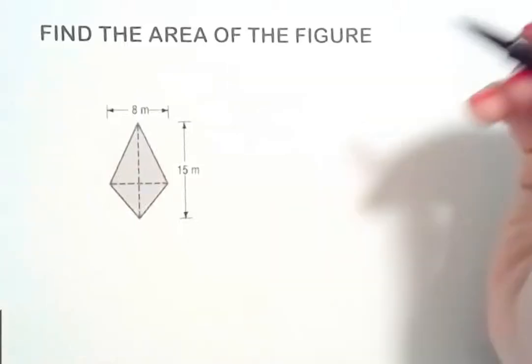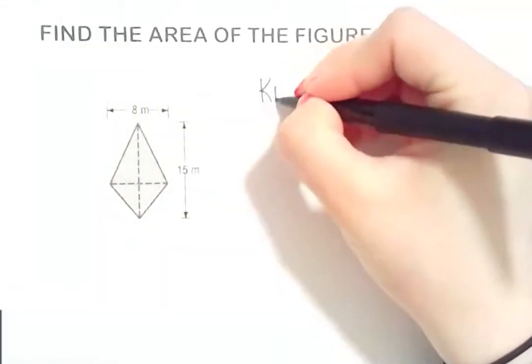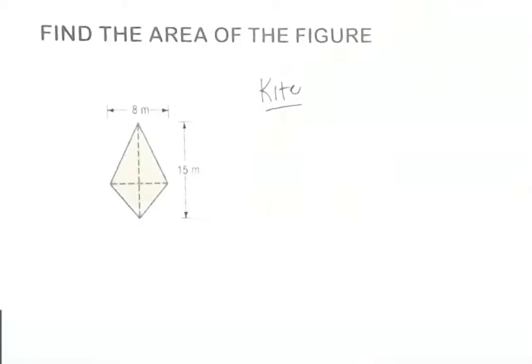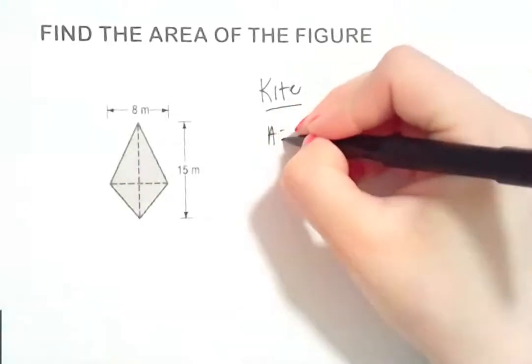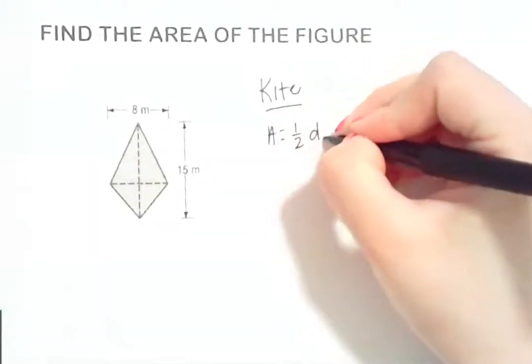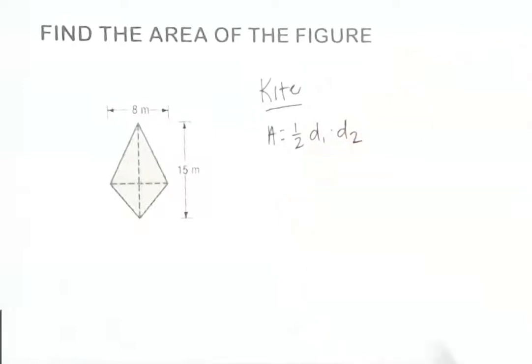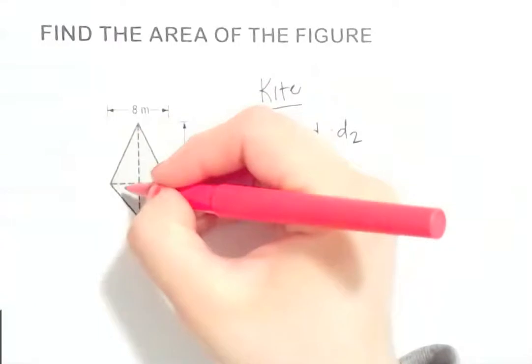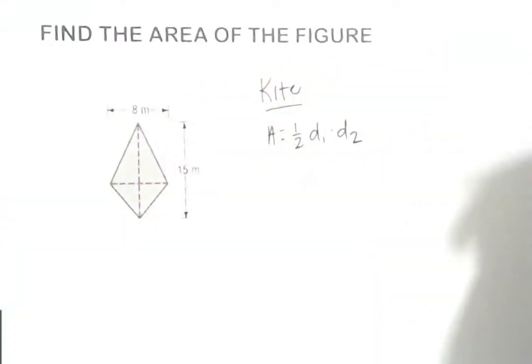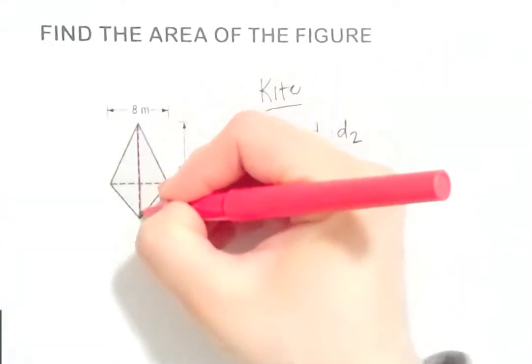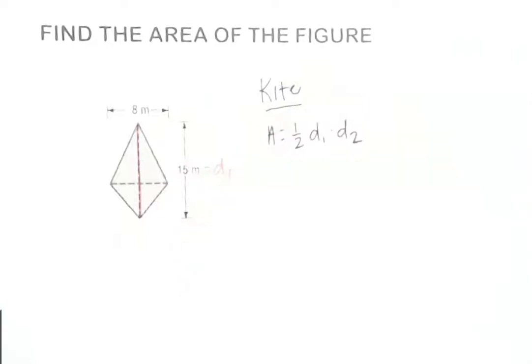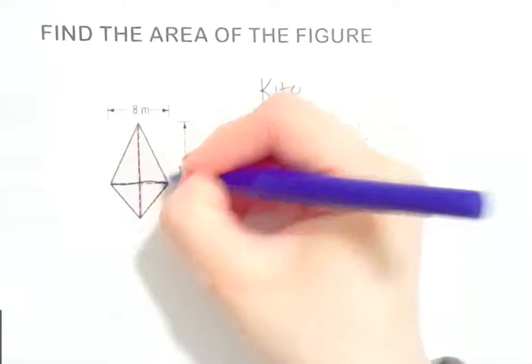Okay, on our next example, we have a kite. Our formula for the area of a kite is half d1 times d2. I know I'm kind of breaking it down, but that's okay. It doesn't matter which one's d1 or d2. I'm going to call this longer one d1, and then I'm going to call this smaller guy d2.